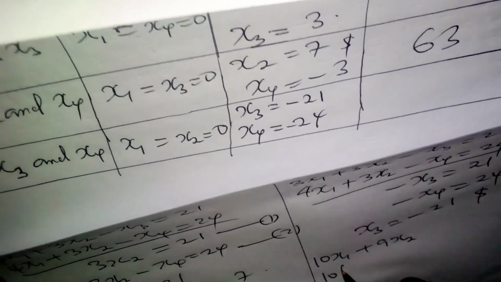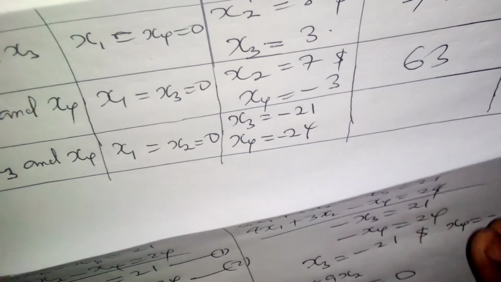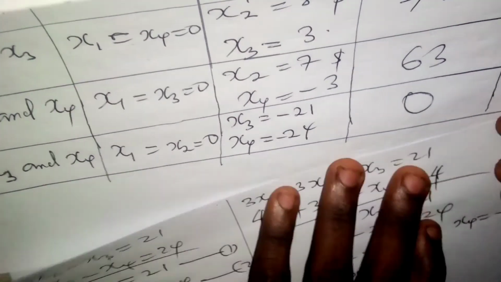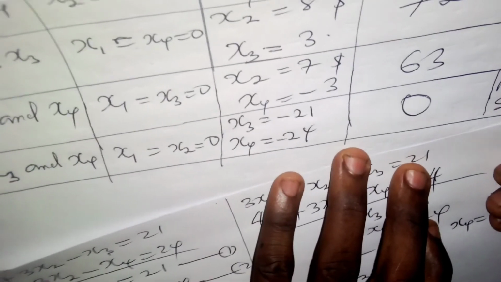10 into 0 plus 9 into 0. At the end of the day, we have what? 0 as our answer here. And this is a non-feasible solution. Now, we have to select our final answer among those that are feasible solutions.